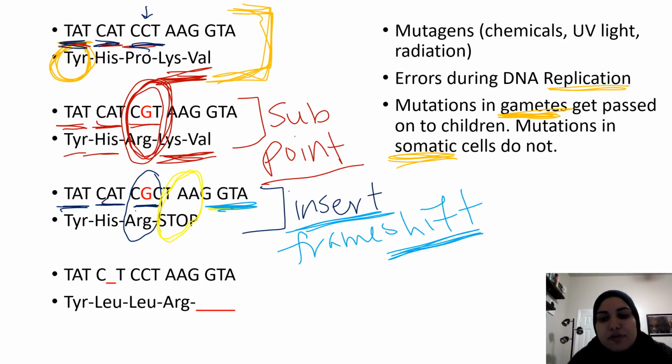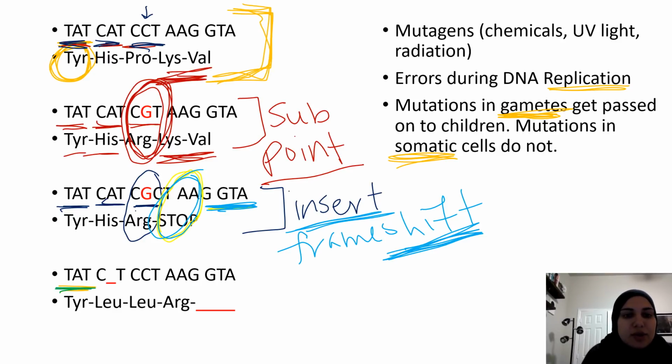And the reason why we call it frame shift is because I shift my letters when I read them. So now notice how I had to move everything over, and because I moved everything over, I shifted. It messes up all of my amino acids. This is really bad. Alrighty, the last example, TAT, let me change my color.